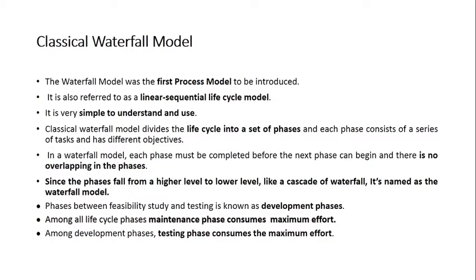Similarly, in classical waterfall model, we'll start from phase 1, 2, 3 till 7. We cannot go back to the previous phases, like in the cascade of the waterfall. So this is the significance of the name waterfall. Now the phases from feasibility study to testing, that is feasibility, requirement, designing, coding and testing, the first 5 phases, are known as development phases.